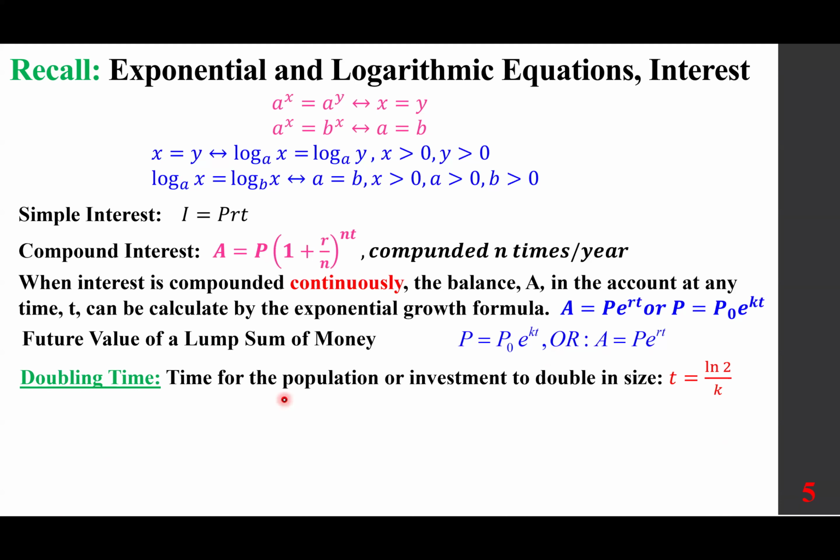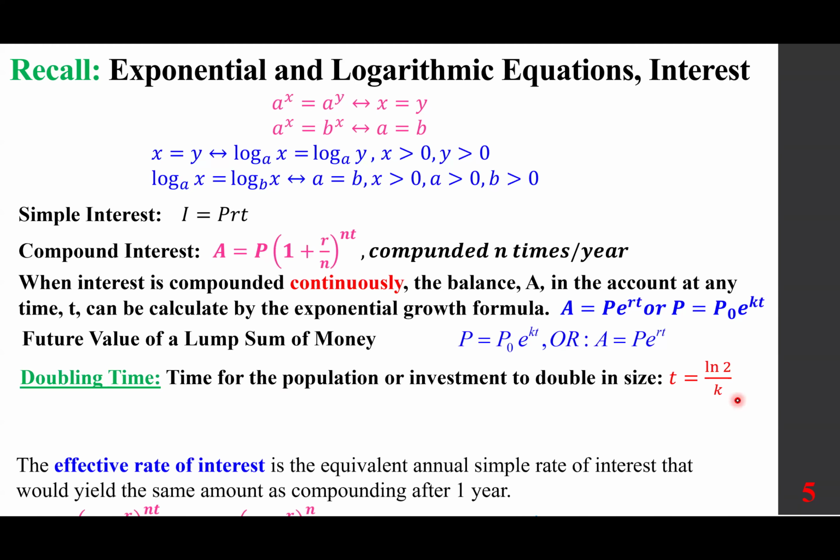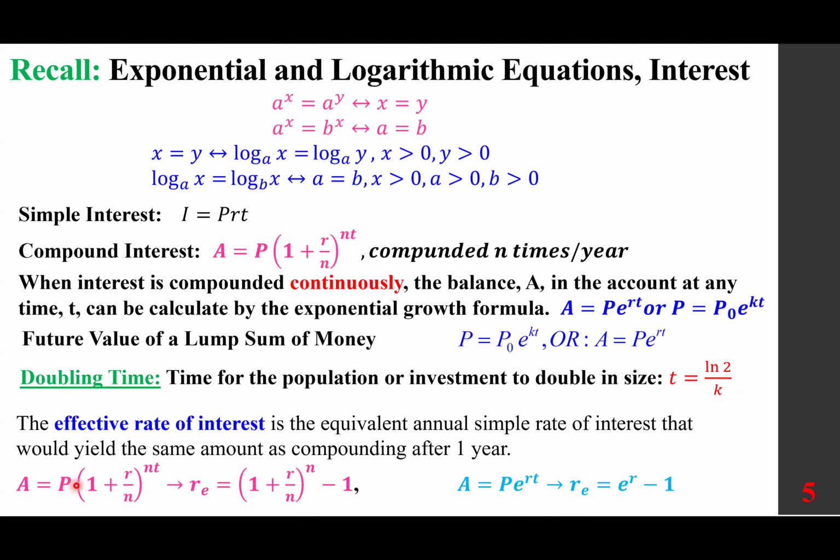Doubling time, the amount of time it takes for something, a population or investment, to double in size: ln 2 over k, it can be proved. And the effective rate of interest: A is P times (1 plus r over n) to the power of nt, or the effective rate E is (1 plus r over n) to the power of n, minus 1, or e to the power of r minus 1. This is just to remind you of some of the stuff that came before this section. You don't have to worry about it too much, but it's there in case.